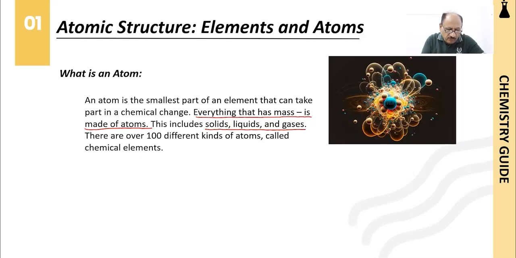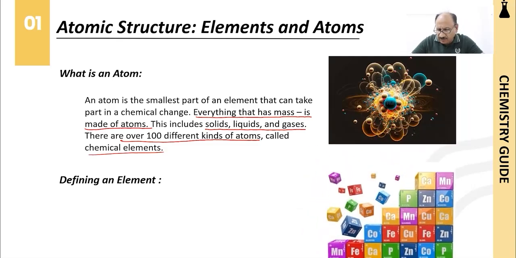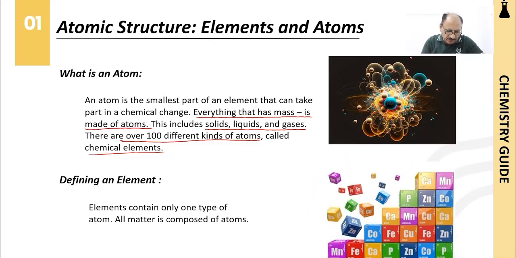There are over 100 different kinds of atoms called chemical elements. So these are known as chemical elements. Next thing is, let us define the element also. There are different elements. We have seen the periodic chart also. If we define it, elements contain only one type of atoms, specifically only one type of atoms. All matter is composed of atoms also.